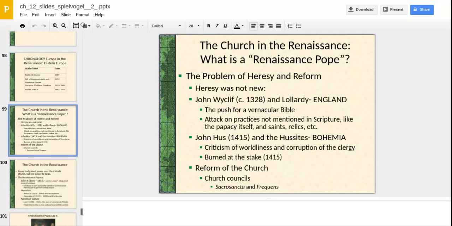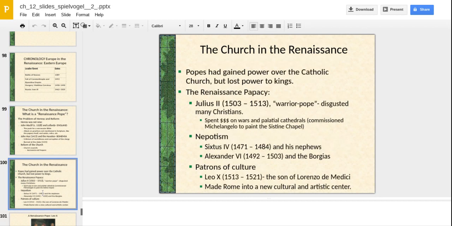Unfortunately for him. So you look at a reform of the church, and you have church councils, the Sacrosancta and the Frequens, but you're still not really going to get there. It's going to take the Reformation to bust up that Catholic Church.